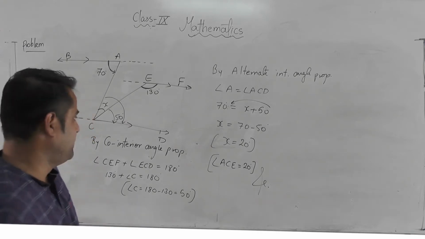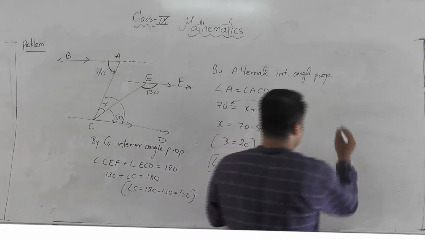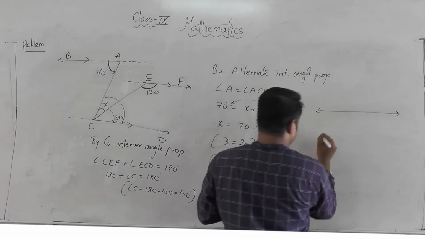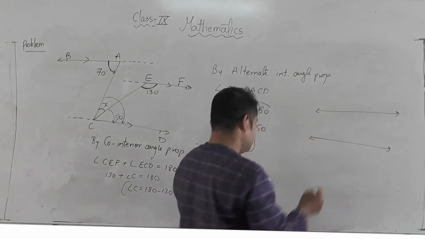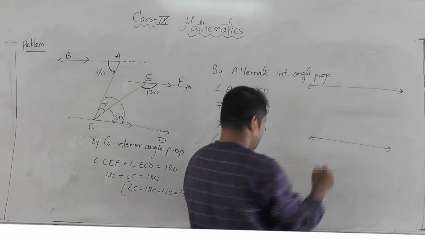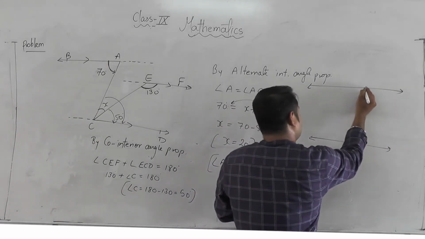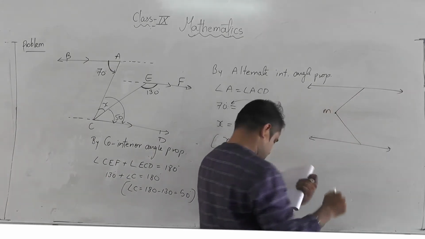Let's see some difficult problems. There are two parallel lines. Questions like these are fun. In this parallel line figure, two more lines are drawn, which are joined at a point M.